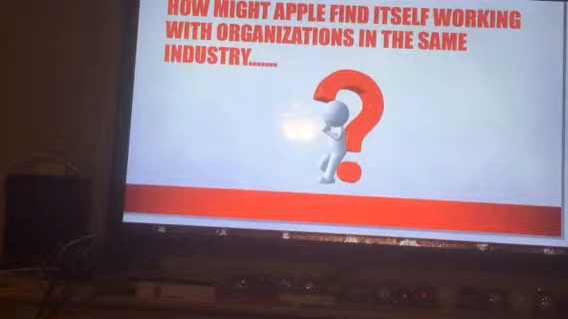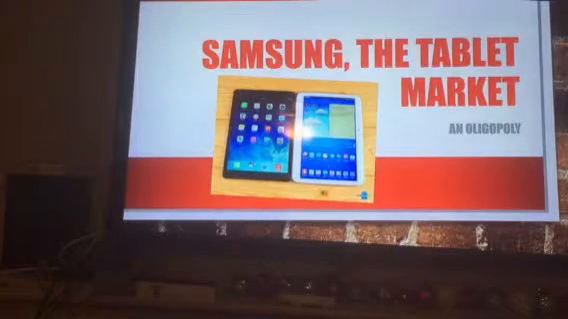How might Apple find itself working with organizations in the same industry? Good question. One way might be with an oligopoly, which is Samsung, the tablet market, as we discussed earlier. As you can see, the products are so similar that it may actually help Apple and Samsung just to collaborate and come up with one product. You can see that the app usage looks very similar, the colors, the size, they're almost neck and neck, the exact same size, so it might help them just to make one tablet.